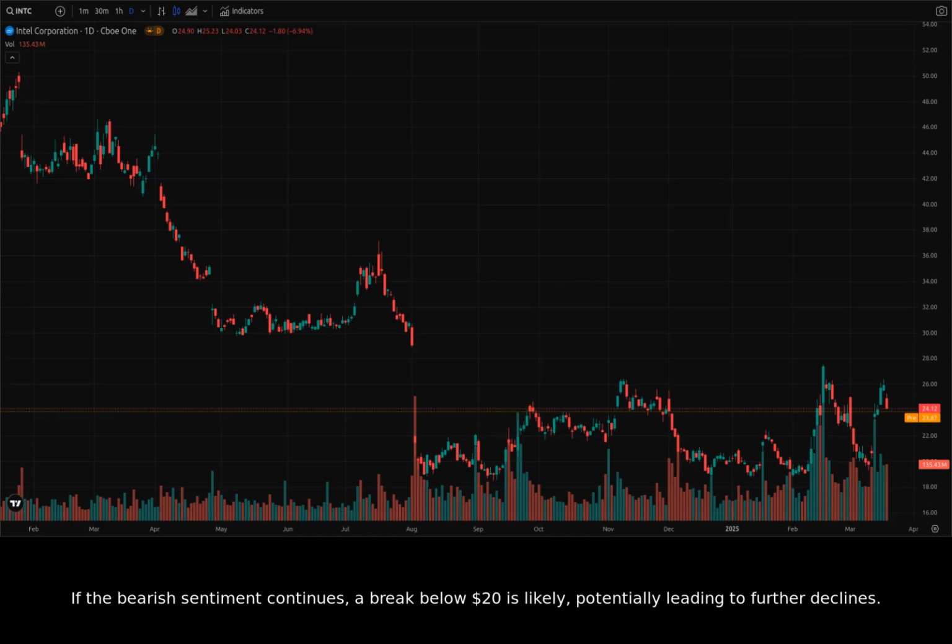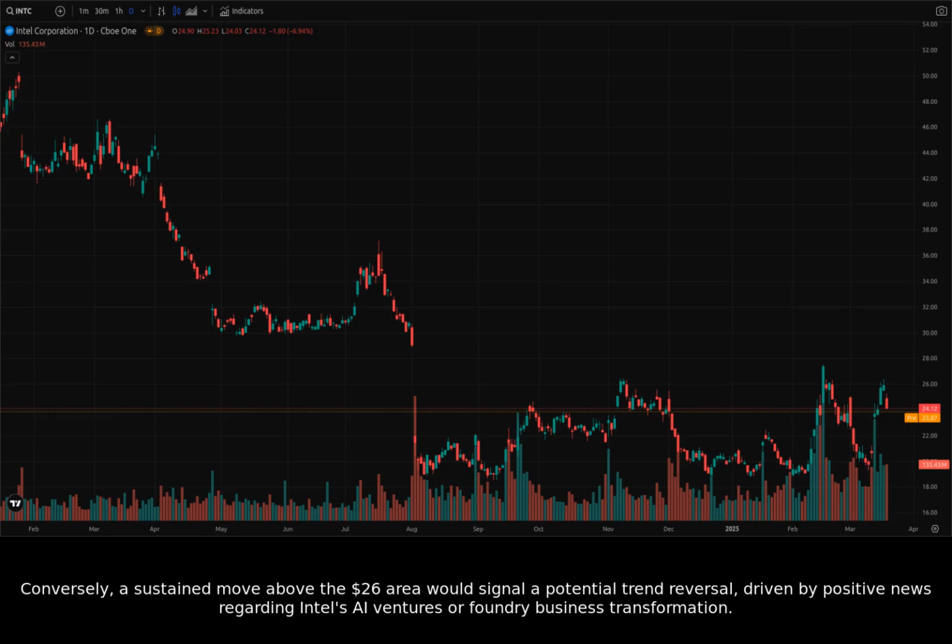If the bearish sentiment continues, a break below $20 is likely, potentially leading to further declines. Conversely, a sustained move above the $26 area would signal a potential trend reversal, driven by positive news regarding Intel's AI ventures or foundry business transformation.